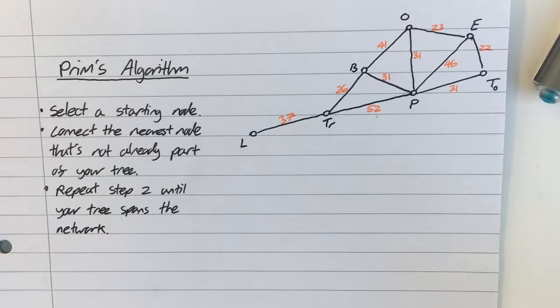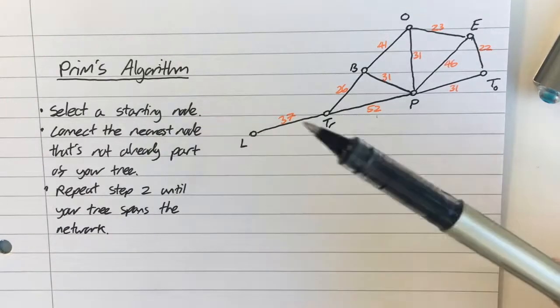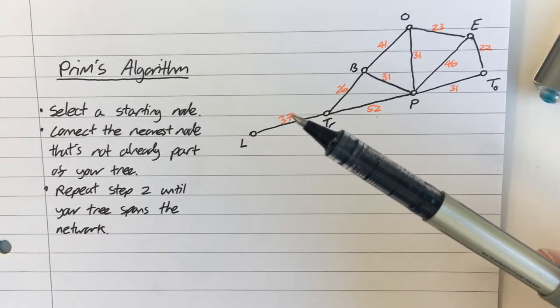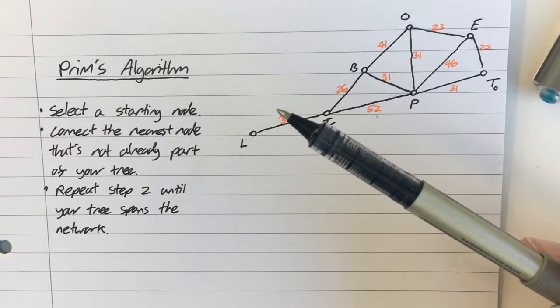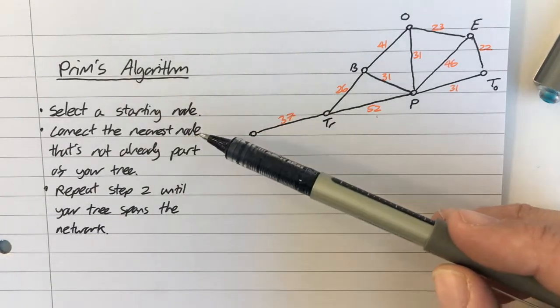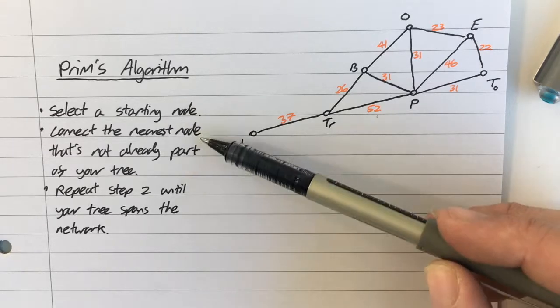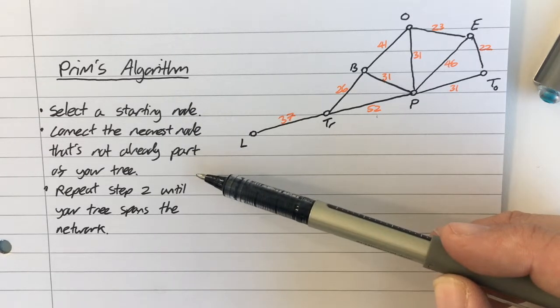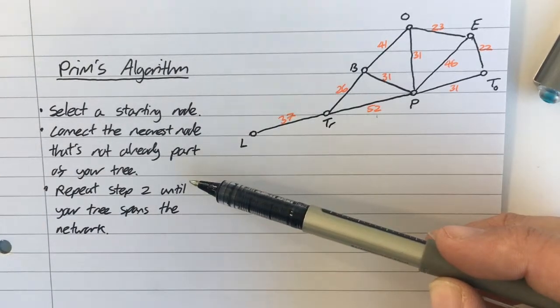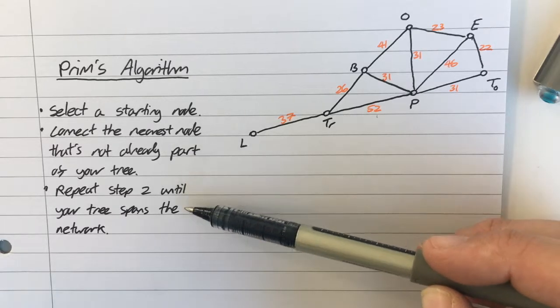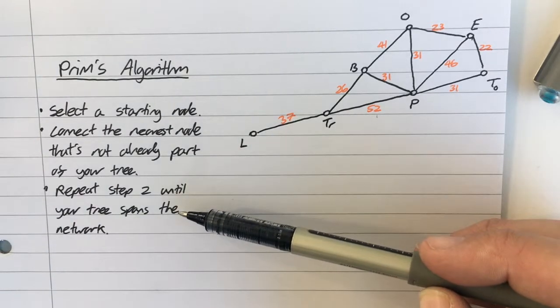So I've written the algorithm down here. You select a starting node. It's arbitrary, it doesn't matter which one you start with. Okay, if it is an exam question, you're likely to be told which one to start at. The main step: connect the nearest node that's not already a part of your tree. So it's the nearest node to your tree that's not already a part of your tree. And then the third step is repeat step 2 until you've finished. Okay.